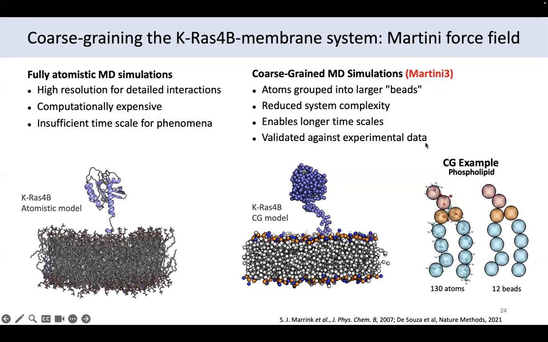And it is actually validated a lot. So here you can see that when we have a lipid molecule, normally it has 130 atoms. You can see it here in the back, but you can group the atoms in beads, and then you can turn this fully atomistic model into a bead model where you are achieving a very, very big speed up.